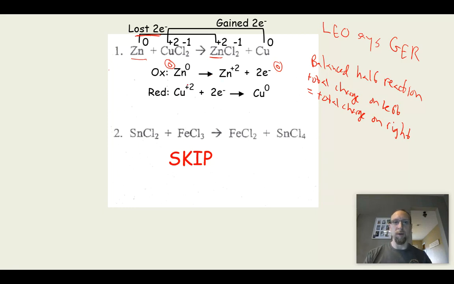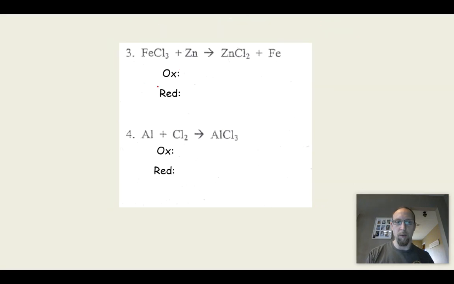All right. Same thing with the reduction reaction. Plus 2, minus 2, 0, 0 on the right. We're good. So that's a good way to check when you're done and see if things work out. All right. So next one.